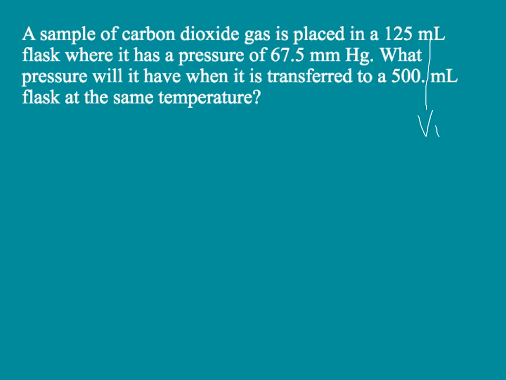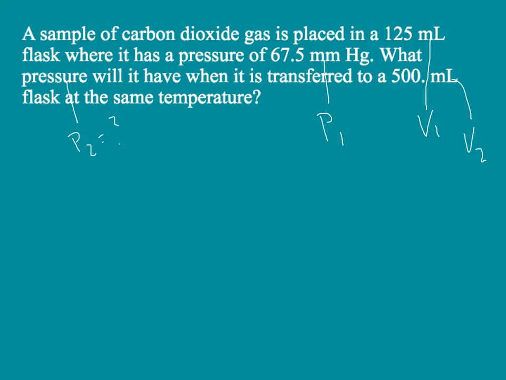So the 125 milliliter flask has a pressure of 67.5 millimeters of mercury. They told this to us as the first pressure. What is our second pressure? It is a question mark. How much is it when it is transferred to 500 milliliters? So this is volume 2, at the same temperature. They mentioned temperature, but since it's the same, it's held constant, which means we don't have to worry about it.